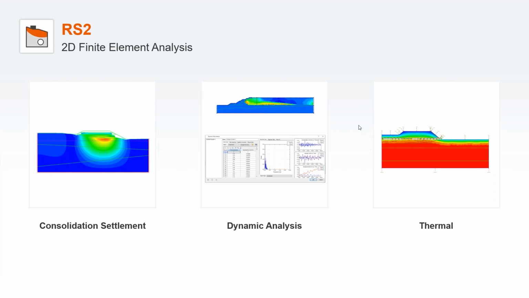RS2 also supports consolidation settlement analysis for embankment, excavation, and foundation designs. We also provide a lot of tools for dynamic analysis, such as natural frequency analysis, motion data processing, and liquefaction. And recently, with the addition of the thermal module, RS2 can analyze and evaluate the effects of temperature changes on geostructures.